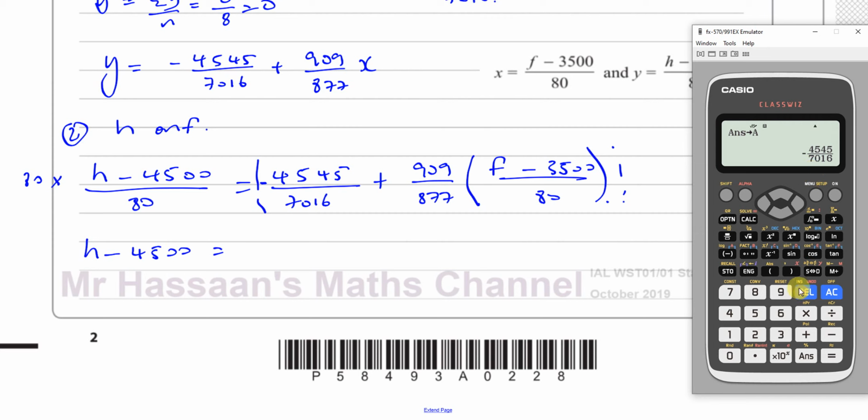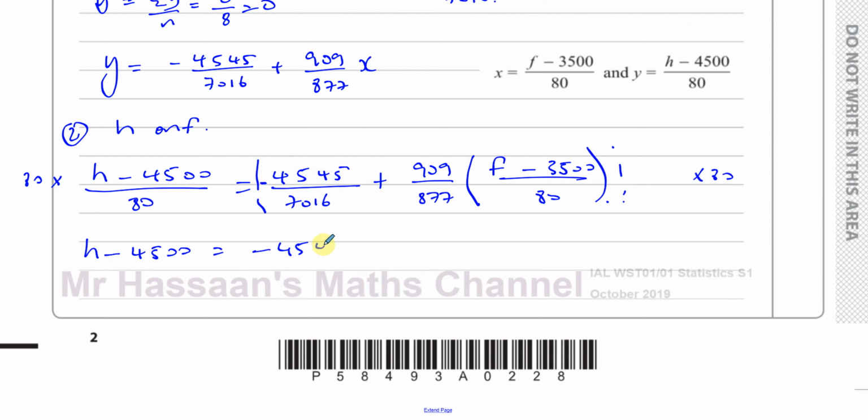This is times 80, which gives us minus 45,450 over 877, and I'm going to have plus, and then this 80 will cancel with that when I multiply these two, so I'll have 909f over 877, and then I have to multiply with that term. I'll write them separately. The 80s are cancelled, of course, so it's going to be 909 over 877 times 3,500.